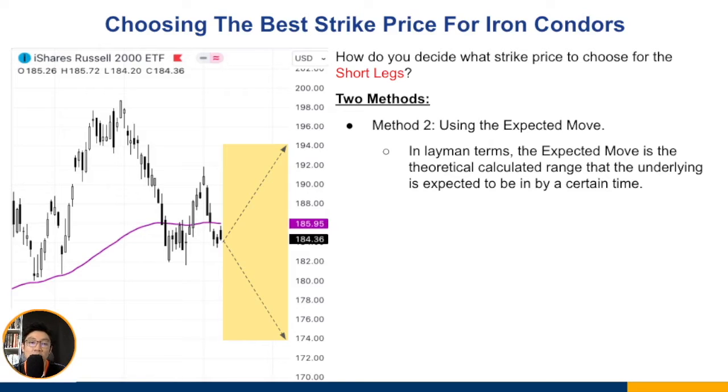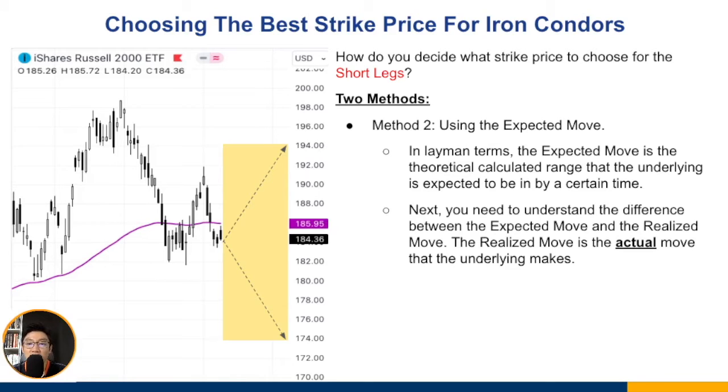So let's say, for example, you want to know what is the likely price this underlying down here will be at in the next 60 days. This box that I've drawn down here just depicts the expected range, roughly where it might be in the next 60 days. There is a whole mathematical formula that is used to calculate this, so they are able to have a theory as to where the price could be in the next 60 days. This is what you call the expected move.